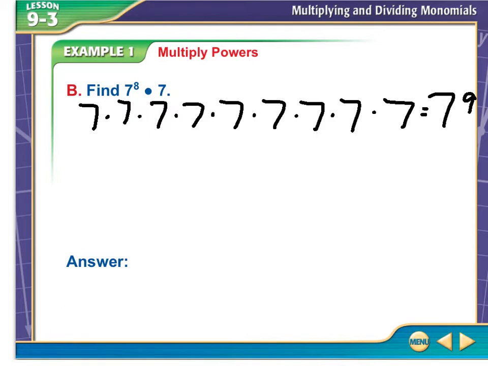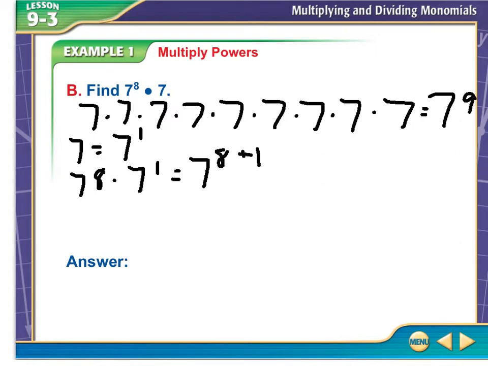But there is a way that we could do it mathematically using that product of powers property that we saw earlier. So here in this situation, we have a common base of 7, and we can always think of 7 as being equal to 7 to the 1st power. So using the 7 to the 1st power, let's try 7 to the 8th times 7 to the 1st is going to equal 7 raised to the 8th plus the 1st. And that's going to give us 7 to the 9th power. So our answer would be 7 to the 9th power.